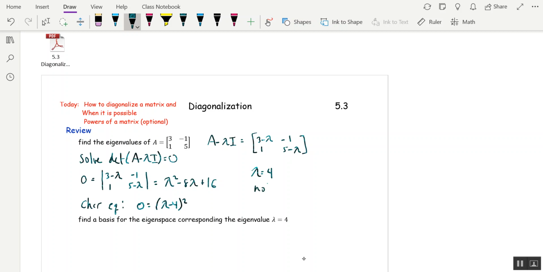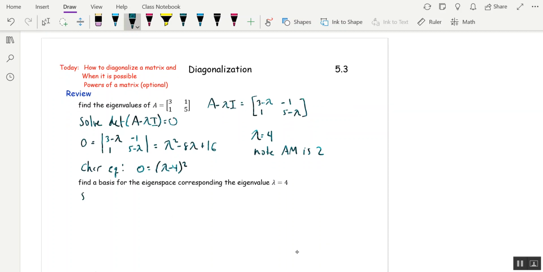And note, the AM, the algebraic multiplicity of 4, is 2, because that's the exponent. So we'll look at that in a minute. Find a basis for the eigenspace corresponding to lambda equals 4. So now I want to solve A minus 4I times x equals 0. Find a basis for the null space of A minus 4I.